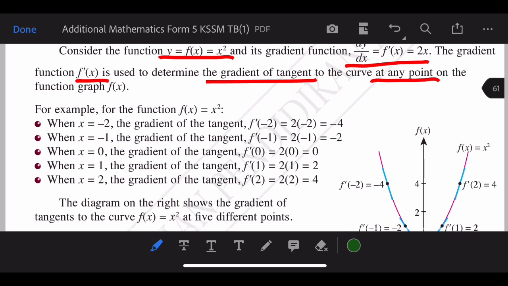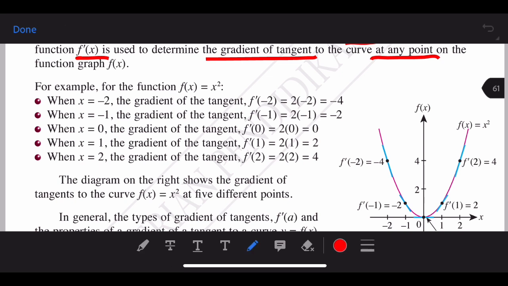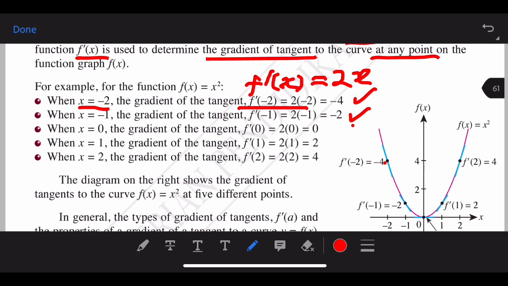Okay, let's understand the concept. Let's say this is the curve y equal to x squared. At x equal to negative 2, if you substitute, dy/dx is 2x, f prime x is 2x. So if you substitute negative 2, you get a gradient of negative 4. Meaning that at x equal to negative 2 here, you see the blue line there, the tangent is actually going down. That's the meaning. When x equal to negative 1, the gradient is negative 2.